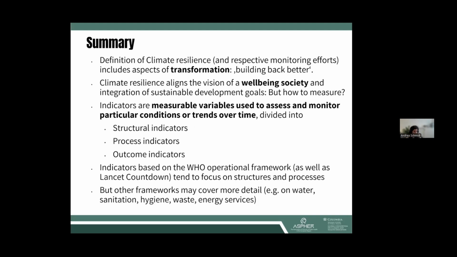So we saw that the definition of climate resilience includes aspects of transformation and building back better. So this is also how our indicators should be defined. Climate resilience aligns the vision of a well-being society and integrates the different sustainable development goals. But how can we measure it?